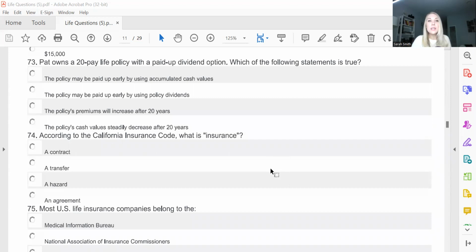Pat owns a 20-pay life policy with a paid-up dividend option. Which of the following statements is true? Policy may be paid up early by using policy dividends, right? 20-pay life policy, paid-up dividend option. Policy may be paid up early by using policy dividends.